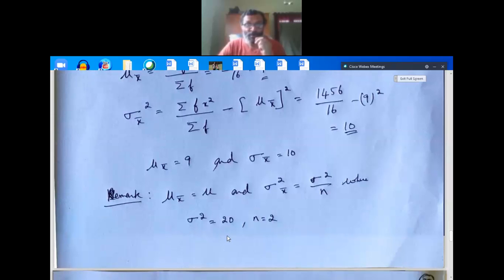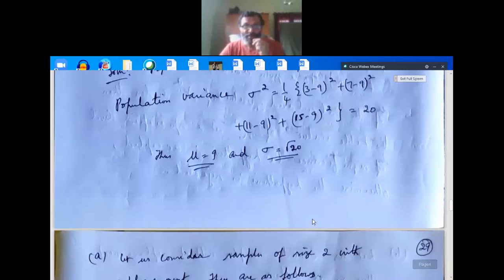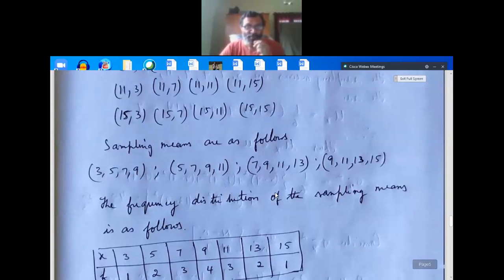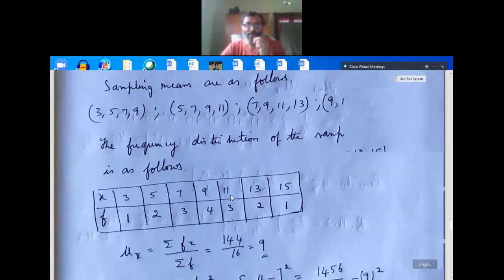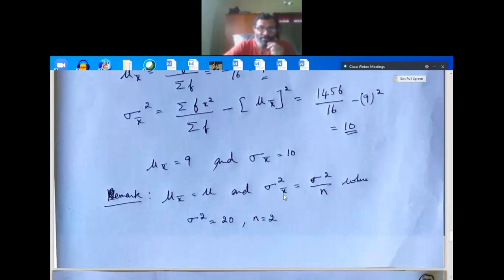So the remark: what do we get from this? Mu of x bar is equal to mu, and sigma x bar squared is equal to sigma squared by n. Sigma squared is 20 and n is 2, so 20 by 2 is 10. Is it clear? Are we getting this? Is it proper?